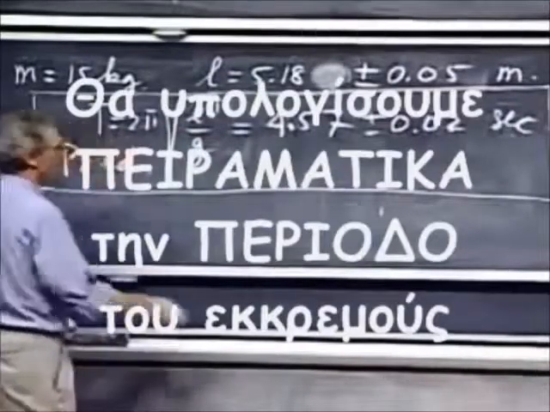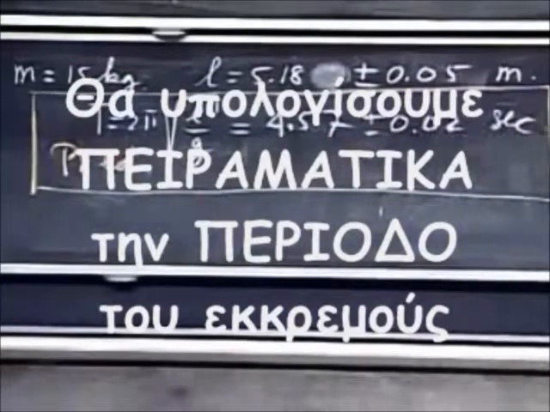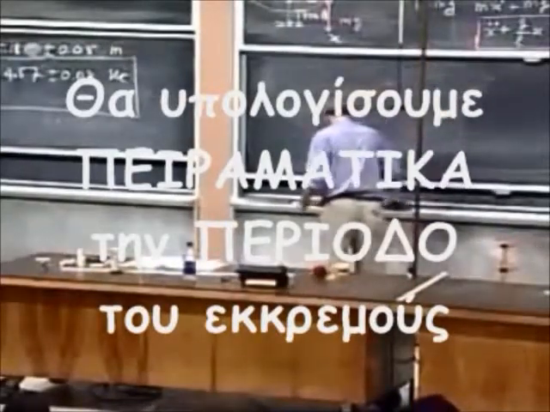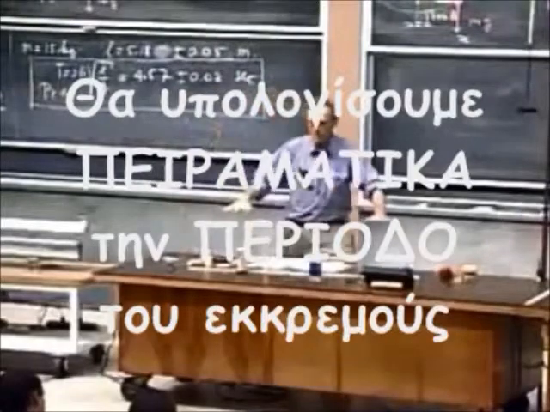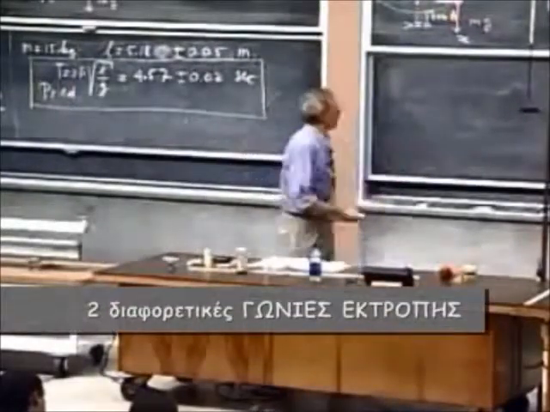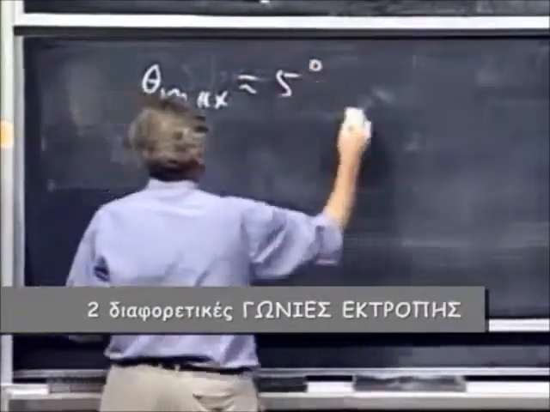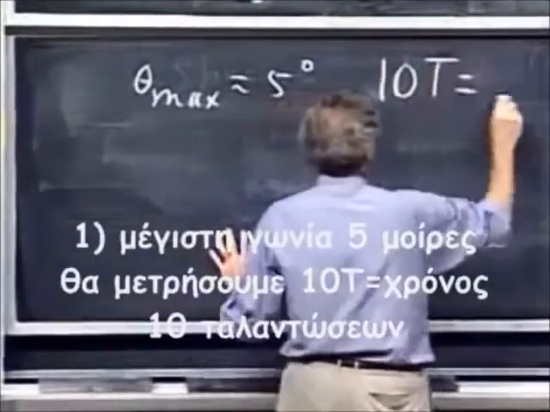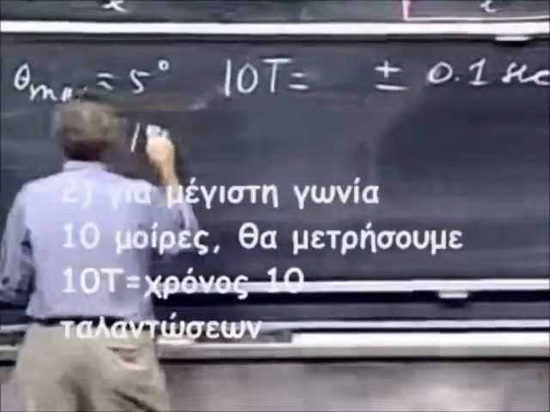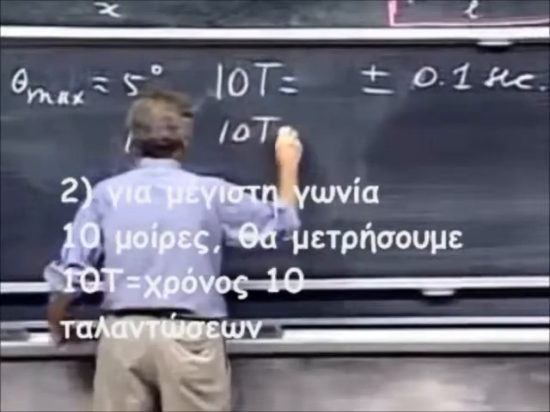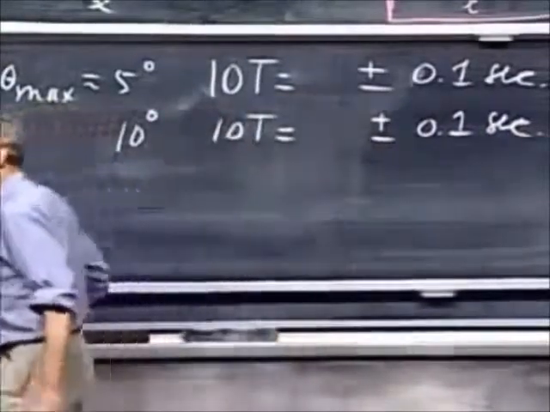And now I'm going to oscillate it for you, and I'm going to do it from 2 different angles. I'm going to do it at a 5-degree angle, and I'm going to do it at a 10-degree angle. In order to get my relative error down, I will oscillate 10 times. So at an angle theta maximum of roughly 5 degrees, I get 10T equals something plus or minus my reaction time, which is 0.1 of a second. And then I will do it from 10 degrees, and I will do again 10T, and again my reaction time is not much better than 0.1 second. So let's do that first.